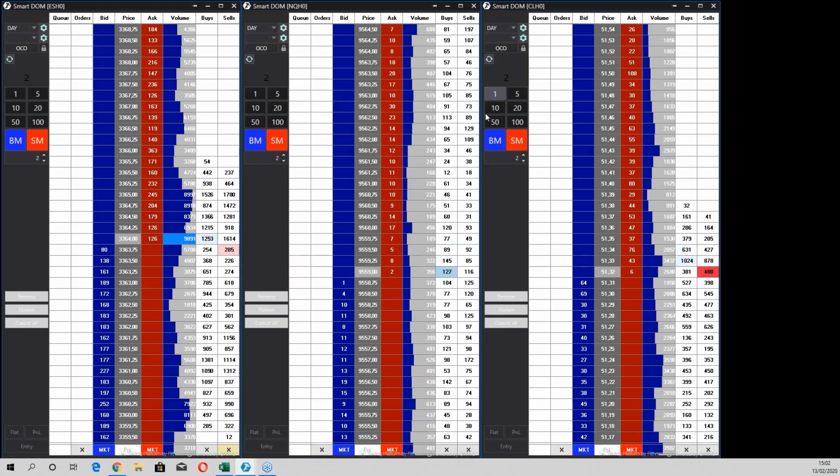So what you see here is a platform called ATAS. You have a lot of similar platforms. This one is ATAS. Here is the S&P on the left side. In the middle, it's the Nasdaq, and here it's the crude oil.